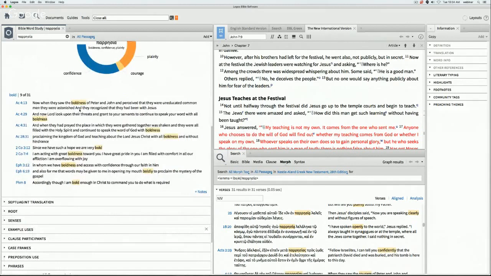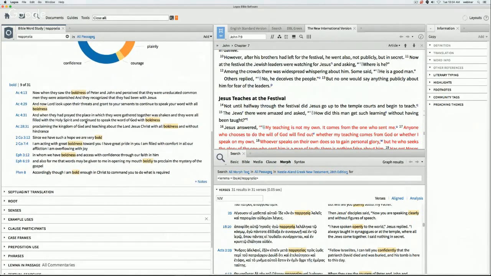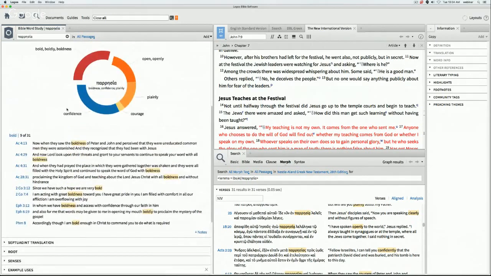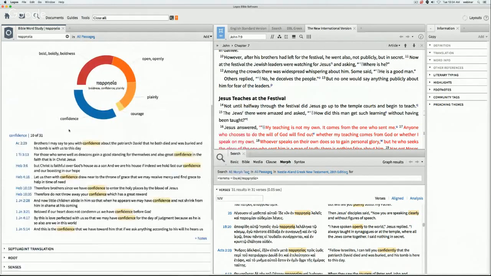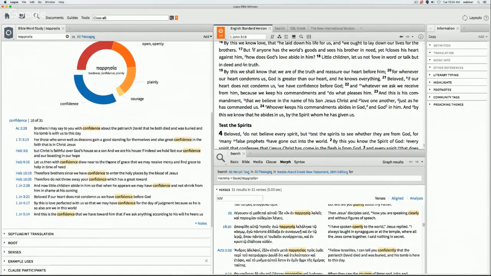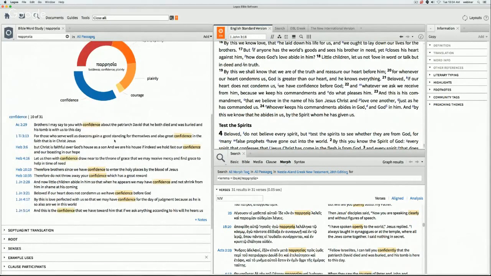Here we see in Acts that the leaders have the same kind of boldness showing up in Peter and John, and with the rest of the disciples, that they were filled with the Holy Spirit and continued to speak the word of God with boldness, with parousia. Now, what about confidence? Confidence is the word we started with in John 3:18. And we have several other occurrences of where parousia is translated as confidence.